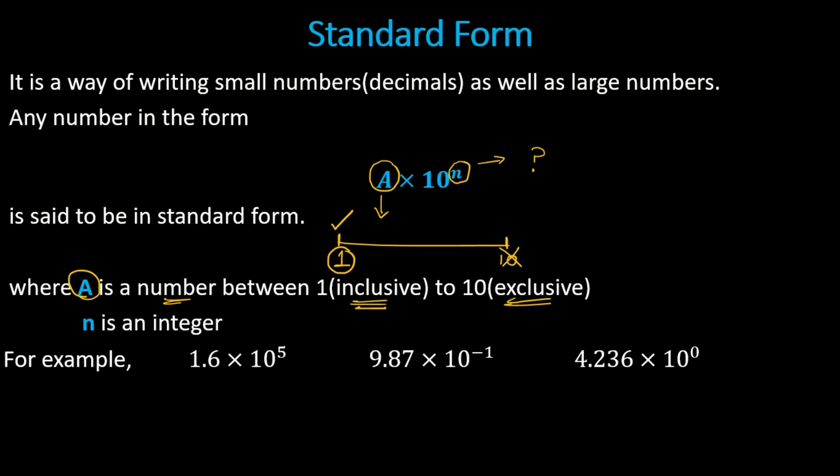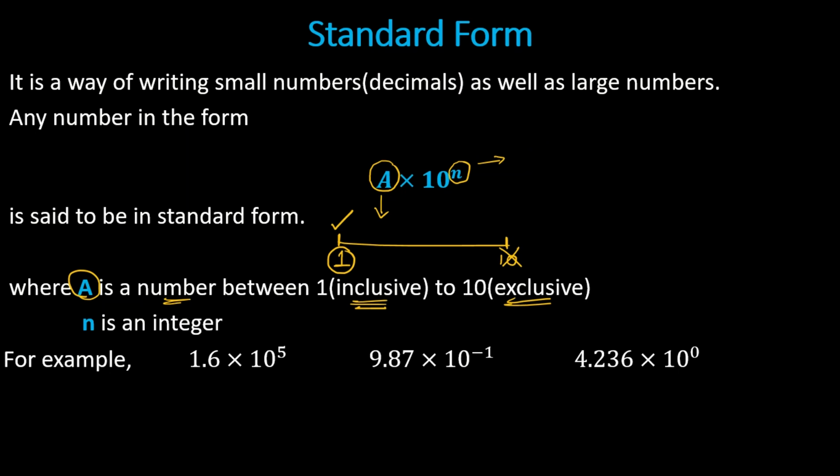10 exclusive, meaning the number A must not be exactly equal to 10. It can't be 10. It can be 1. It can be any number from 1 to 10. For example, 1.1, 1.2, 1.3, 2, 3, 4, 4.1, 4.2, 9, 9.1, 9.9. It is between 1 and 10, but the number cannot be 10. Right? This is the number A.